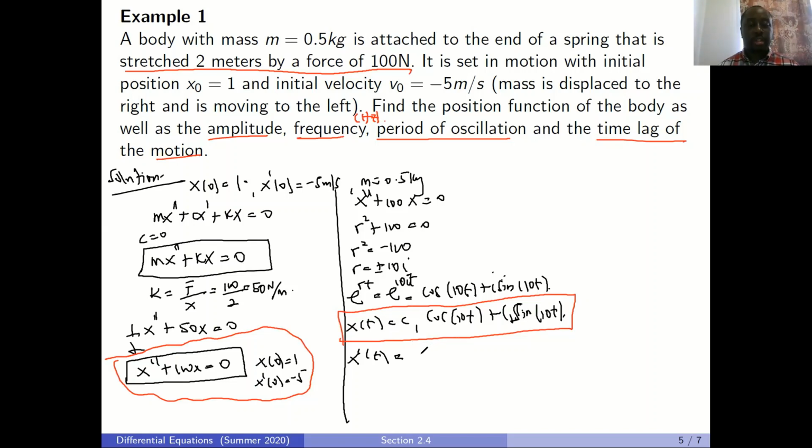So my derivative is minus 10 C1 sine of 10t plus 10 C2 cosine of 10t. Okay. So I know that my x of 0 should be 0, and this implies that my C1 is 1. My x prime of 0 should be -5, and that implies that my C2 is minus 0.5.